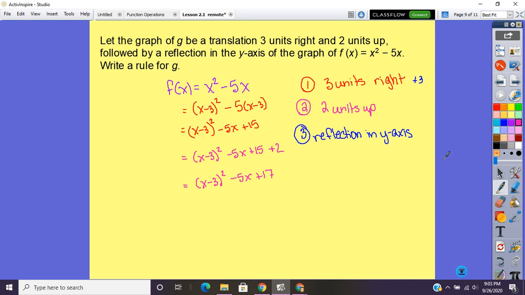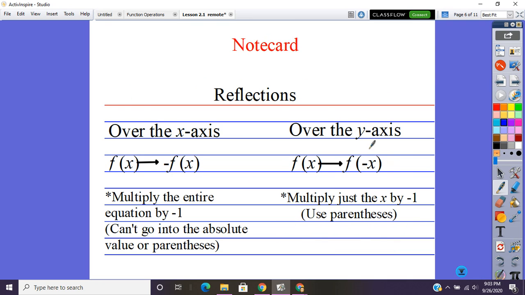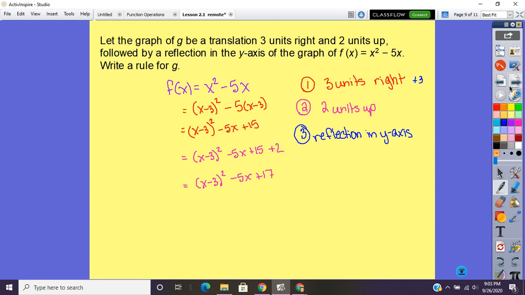All right, and then we have a reflection in the y-axis. So coming back here, not that one, reflection over the y-axis, you're going to multiply just the x by a -1. And it says use parentheses. So just the x, so we have 2 x's here. What that means we'll do is we're going to use a -1 times this x and a -1 times this x using parentheses. And then everything else gets rewritten around it again.